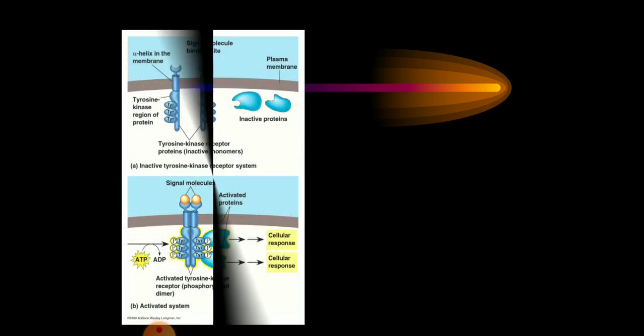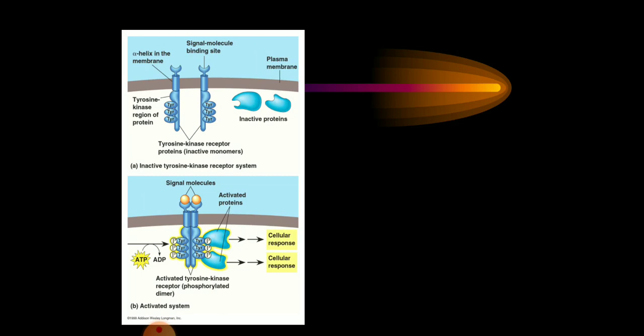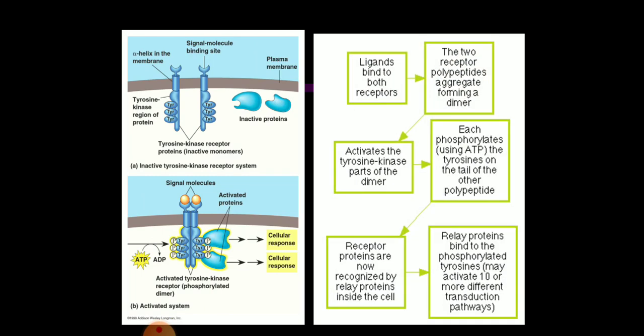Here you will see the extracellular site where the signal will come and bind. There is a gap between the two. So the ligands bind to both the receptors. The two receptor polypeptides aggregate and form a dimer.